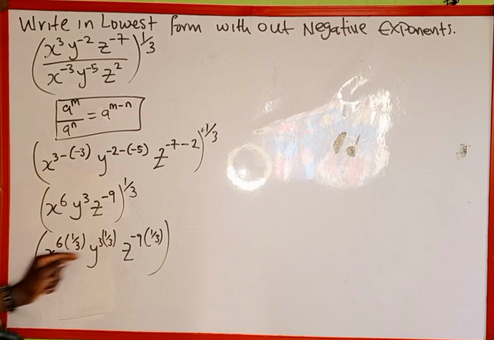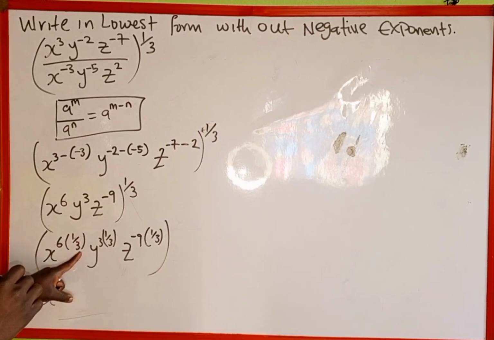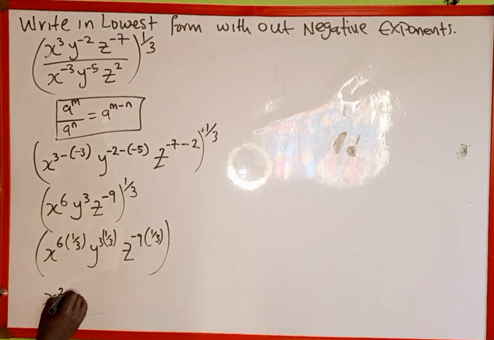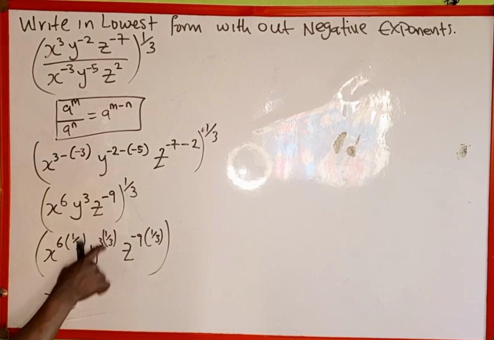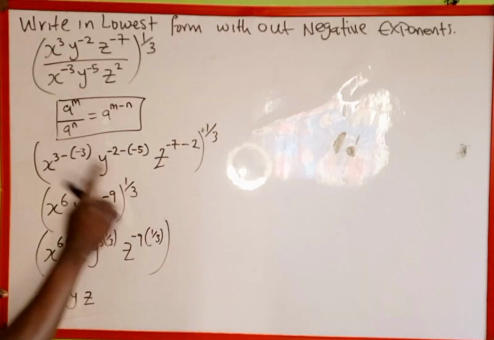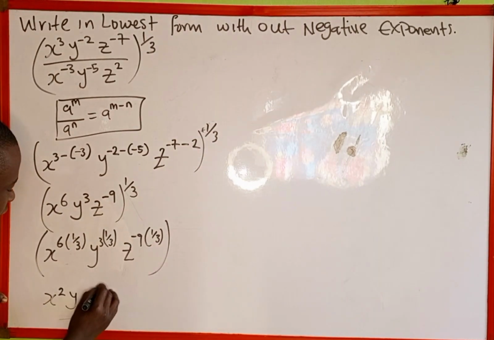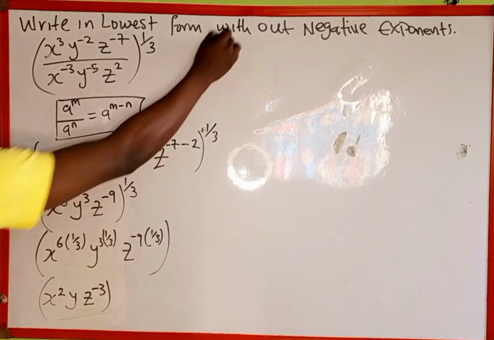Now we're going to simplify this using the power property of indices. You can multiply the two powers together. We have x here. 6 multiplied by 1 is 6. Then 6 divided by 3 is going to give us 2. Then y. 3 multiplied by 1 is 3. Then 3 divided by 3 is the same as 1, and y is the same as y raised to the power of 1. So the next one is z. Negative 9 multiplied by 1 is going to give us negative 9. Then negative 9 divided by 3 is going to give us negative 3. So let's bring this one up.